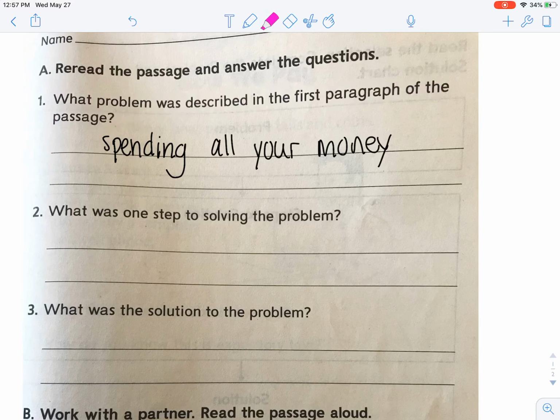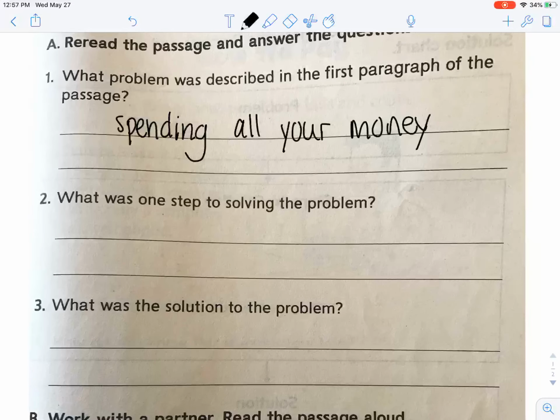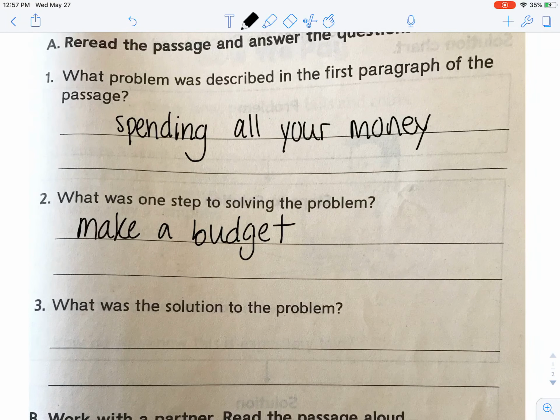All right, number 2, what was one step to solving the problem? Well, do you remember what it said you should do? It said you should make a budget. That was the first step. Make a budget. That means decide how much can you spend to still have enough left over.